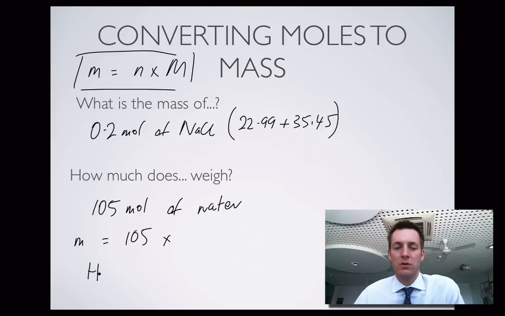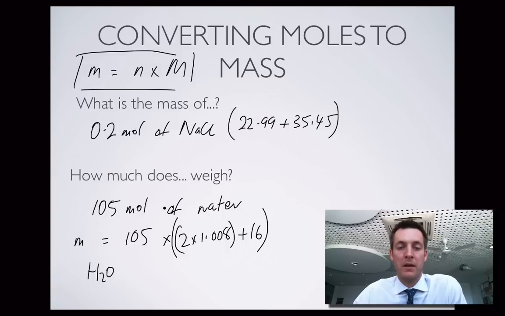Well, that's H2O. So 2 times 1.008, because that's hydrogen. All right? And add to that oxygen. There's one of them here, so I've just got 16. Add those things together, multiply by 105, and you know how much 105 moles of water weighs.